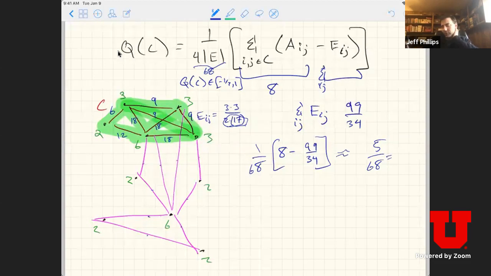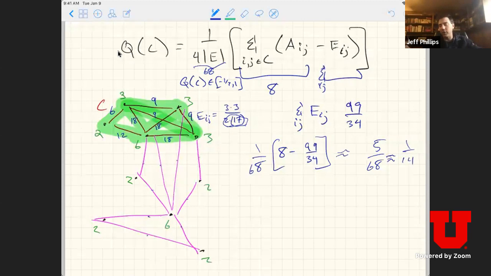And that's going to be about 1 over 14, something like that, right? Yeah, so roughly this is the modularity score, and the larger this is, the more of a community this is going to be.